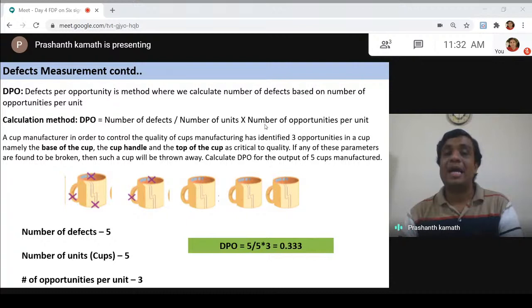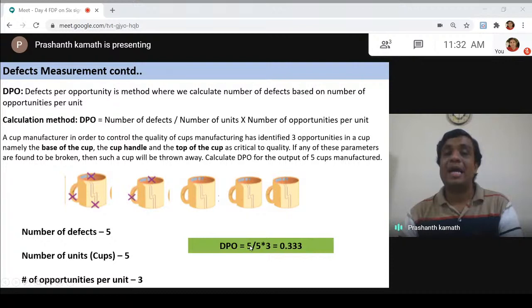Now, what is the inference from this? Inference is very simple. Lesser this value indicates accurate process. For example, let us say this second cup did not have this defect. The base, the top was fine, the handle was fine. Then our defects would have been only 3 instead of 5.